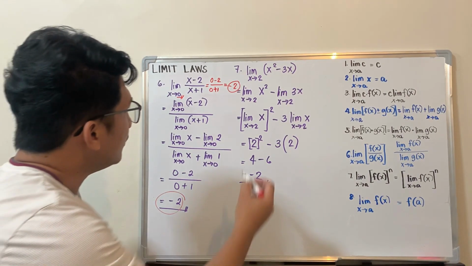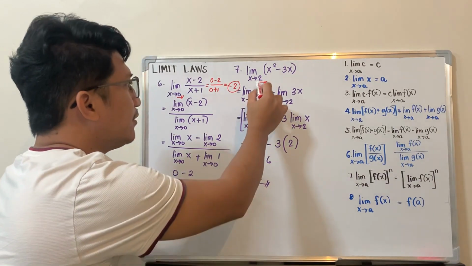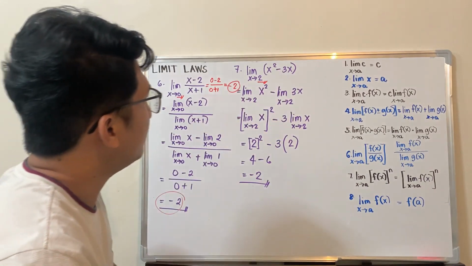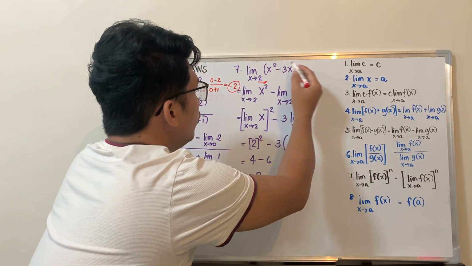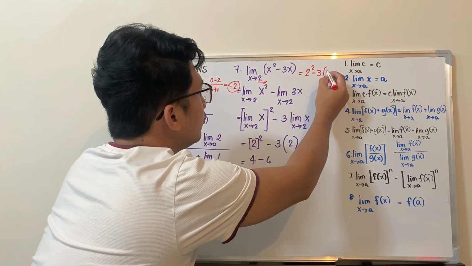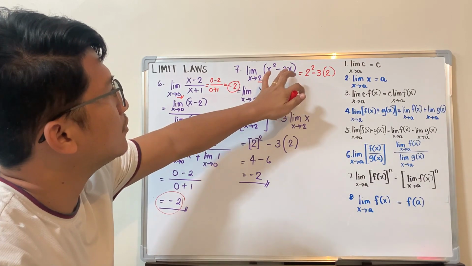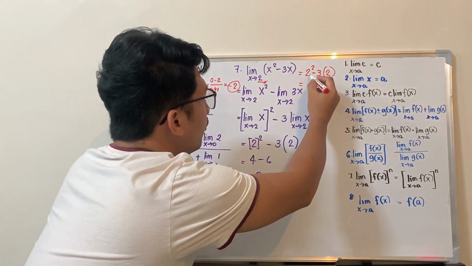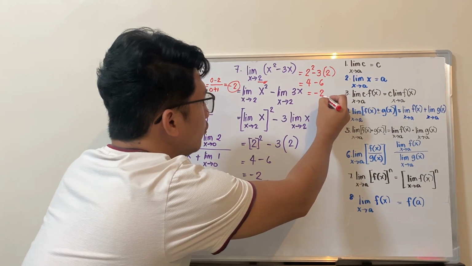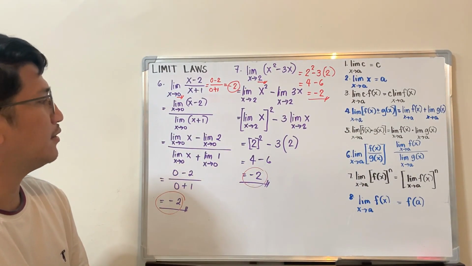Okay? Then, going back to number 7, it says a is just substituted into the function. See how simple that is? If you just substitute into the function, it will be 2 squared minus 3 times 2. So see, 3 times 2. This is now 4 minus 6, which is equal to negative 2. Here, the same answer. Okay?